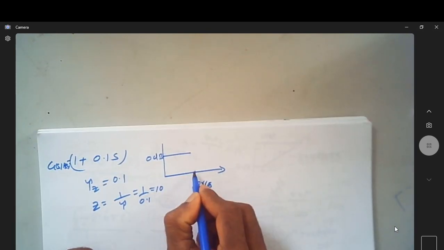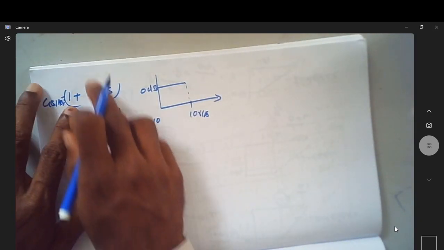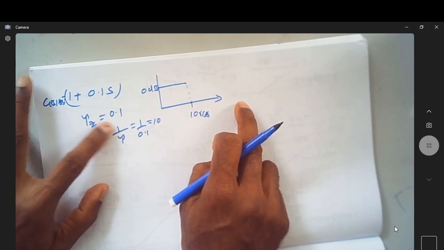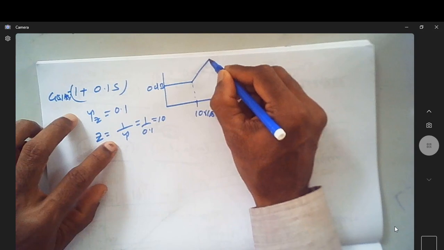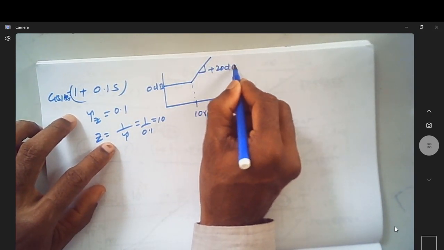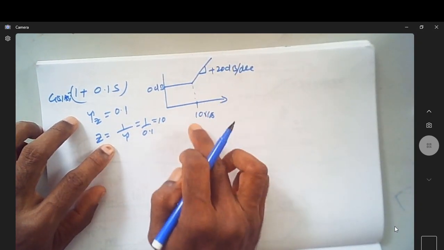After 10 radian per second, in the previous case, if it was a pole, this was reducing with a slope of minus 20 per decade. Since it's a 0, it increases with a slope of plus 20 dB per decade. So it's an increment of slope after the cutoff frequency.